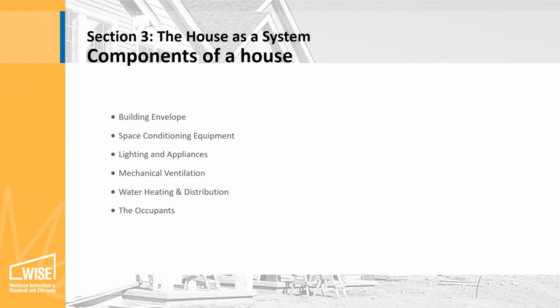The primary components of the house are building envelope, space conditioning equipment, lighting and appliances, mechanical ventilation, water heating and distribution, and the occupants. While the occupants are not a physical part of the house like the others, the behaviors of those living in the house directly affect how those other systems perform. If those systems cannot handle the loads put on the house by the occupants, then it will become an unsafe or inefficient house.